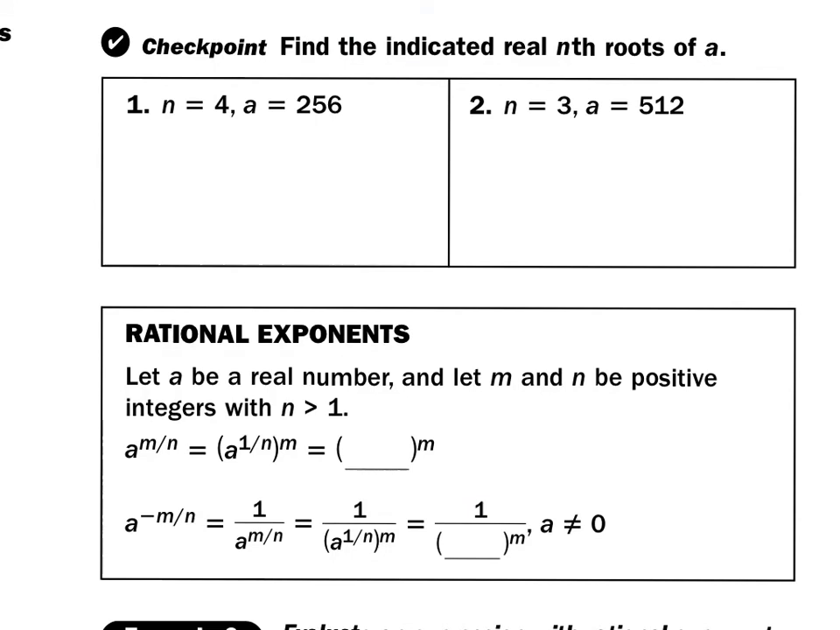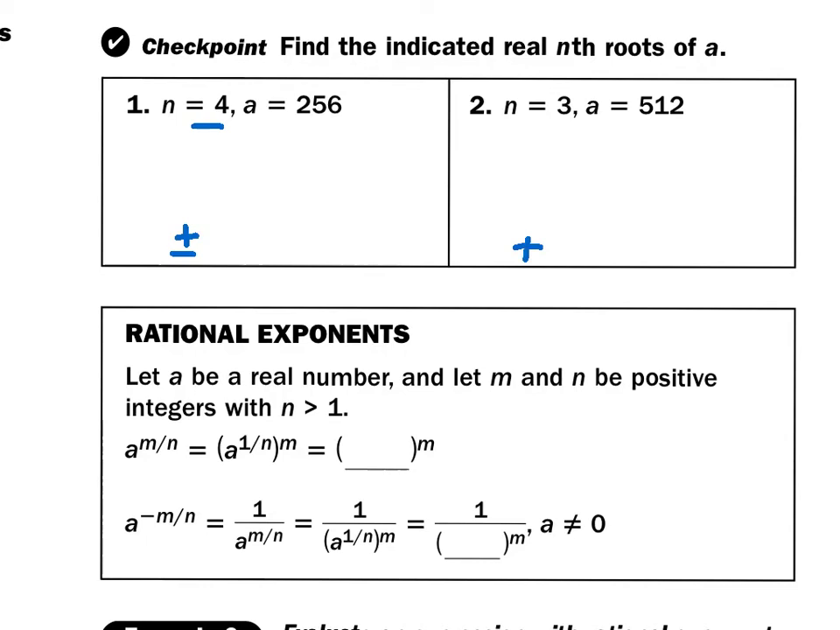Okay, so here are your checkpoints. Number 1 is an even root, so your final answer will have a plus and minus. Number 2 is an odd root, so you're only going to have the positive version of it.